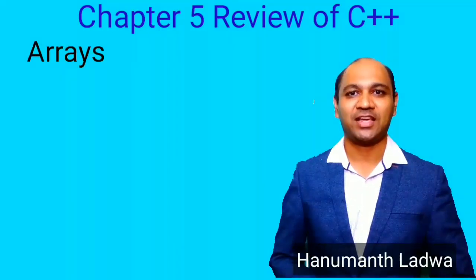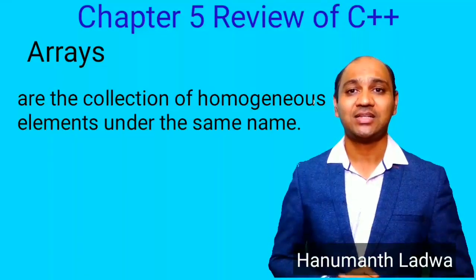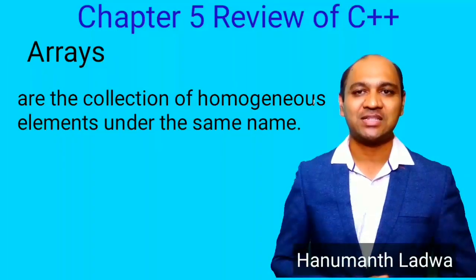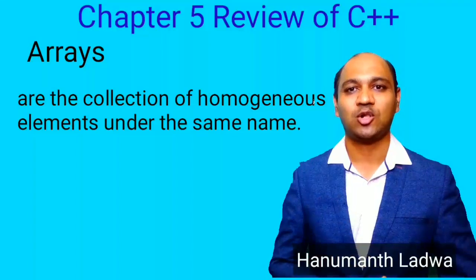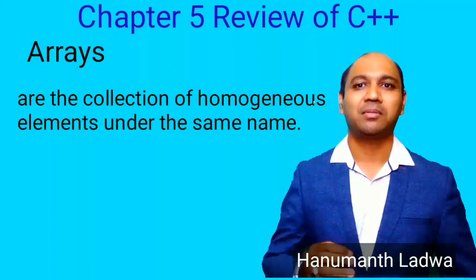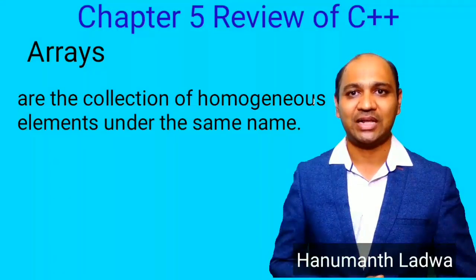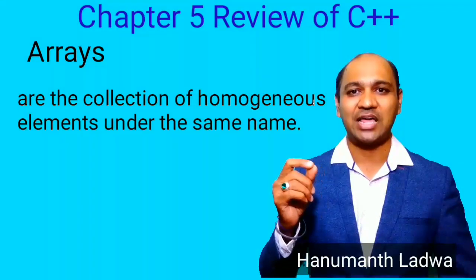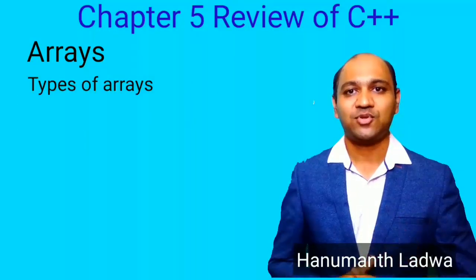What do you mean by array? Array is a collection of homogeneous type of data under the same name. So here each data item can be accessed by its number called index number. It is also called as subscript number, and always index or subscript number starts from 0. If there are I number of elements present in an array, then it starts from 0 and the last element is I minus 1.